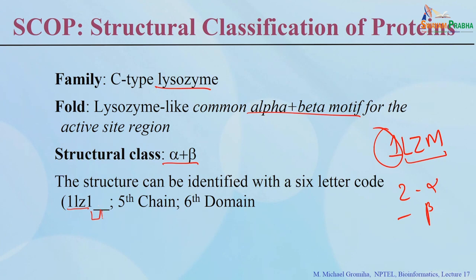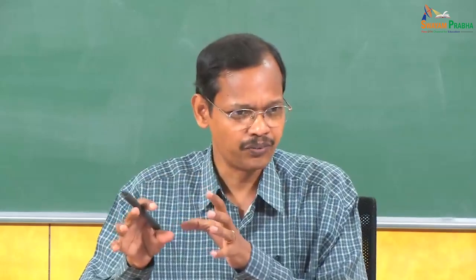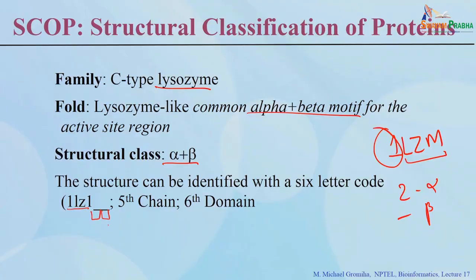And for the 6th one, there can be several domains. For example, if you have a large protein, it contains several domains, which are stable. If you know the domain information, then you can put the number 1, 2, 3. They have domain information. This is how they represent the structure of any protein.